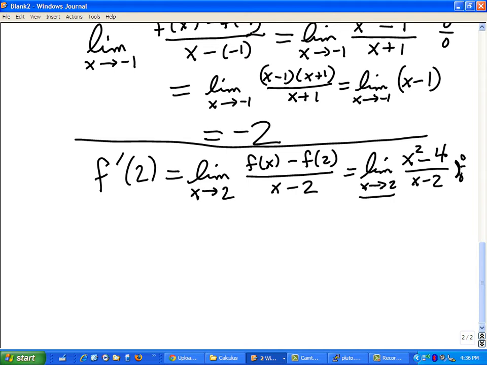Okay, so this is no more difficult than the last thing that we did. We're going to have to factor the top. X minus 2, x plus 2.